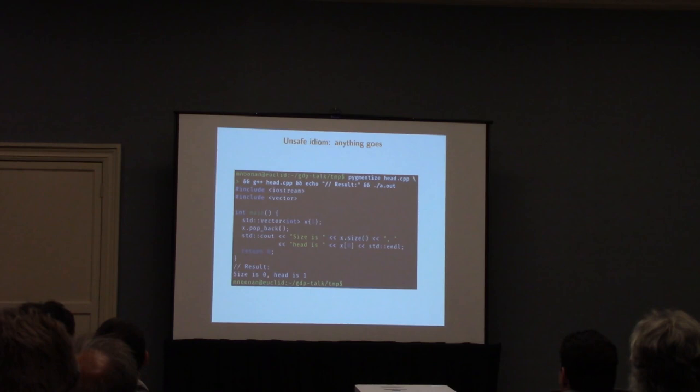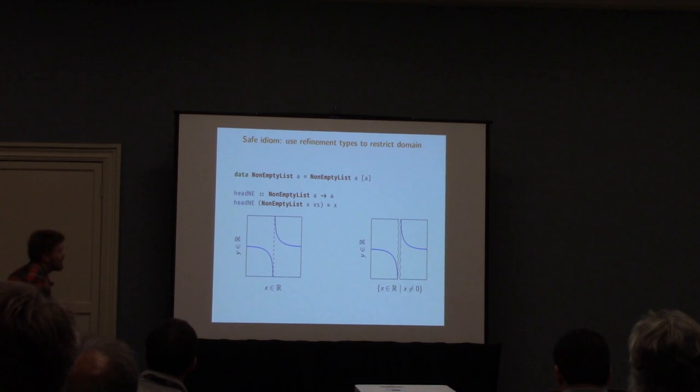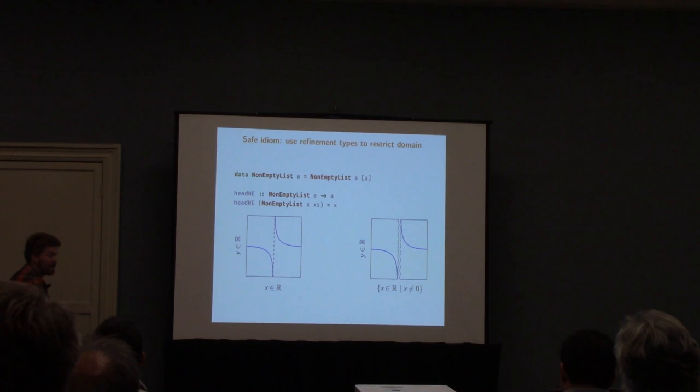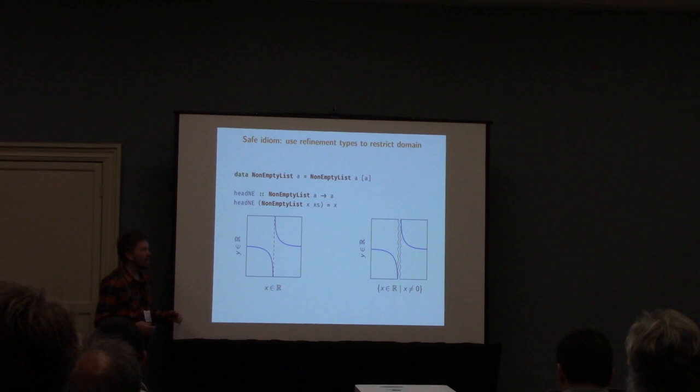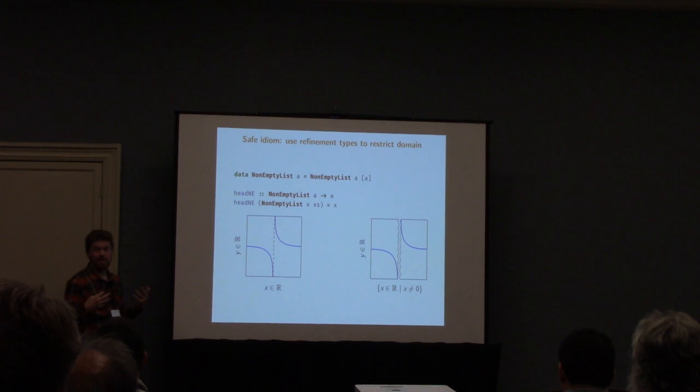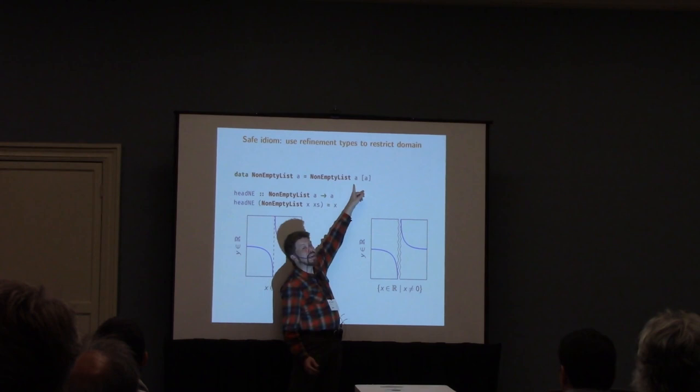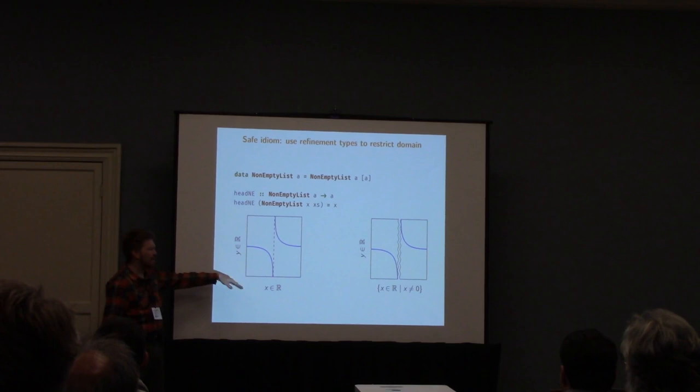How about some safe idioms? All right, so probably the two common safe idioms could be classified into restricting the domain or expanding the range. So restricting the domain, that's like introducing a refinement type, okay? Head is not safe for all possible lists, but it is safe for all possible non-empty lists. So we could introduce a new type, non-empty list, which manifestly has the head and the rest of the list inside of it. And then the head function is safe. So if you think of a real function like 1 over x, we're basically just tearing the 0 part out of the domain.